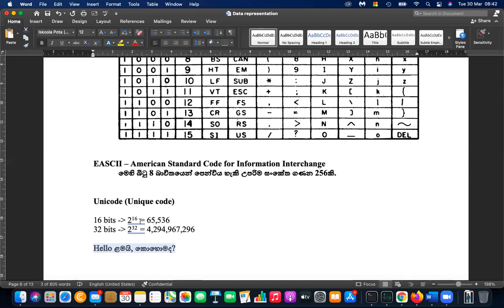Unicode has a 16-bit version, which has 65,536 unique symbols, and there's another version, the 32-bit version, that has 4 billion characters, which is maybe enough for the universe, right? So that is Unicode.